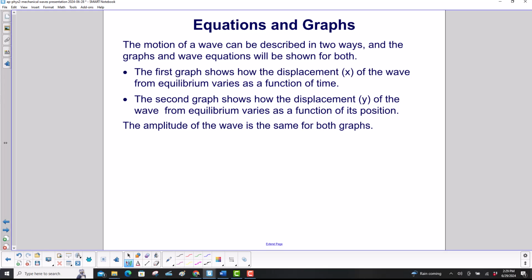The motion of a wave can be described in two ways, and the graphs and wave equations will be shown for both. The first graph shows how the displacement, x, of the wave from equilibrium varies as a function of time. So that's a displacement-time graph. The second graph shows how the displacement, y, of the wave from equilibrium varies as a function of its position. So that's a displacement-position graph. The amplitude of the wave is the same for both graphs.